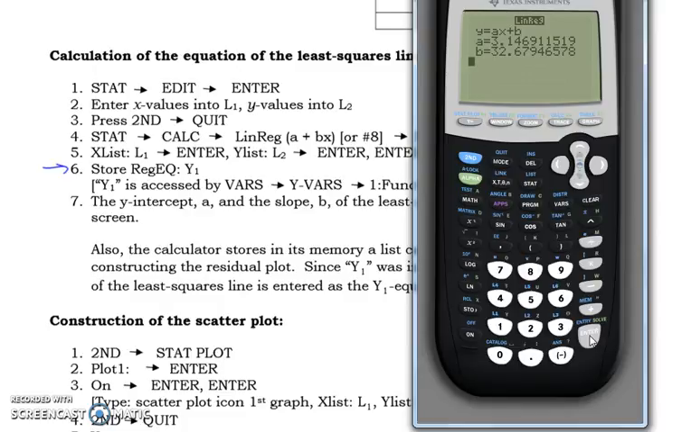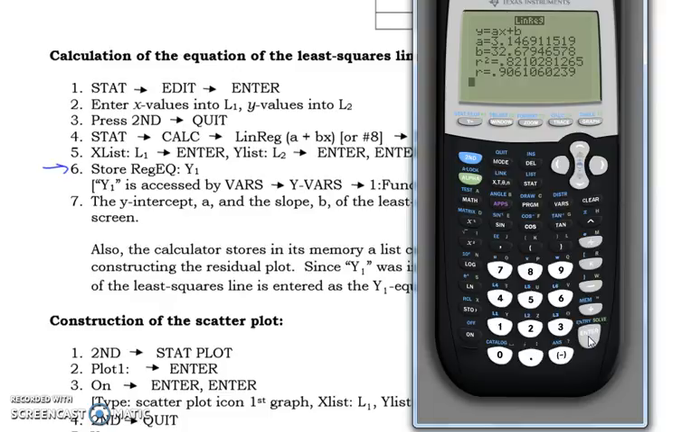Now notice I don't have an R value, and that's because my diagnostics aren't on. If I go to the Mode button and I go down to Stat Diagnostics, I can turn my diagnostics on so that I can get that R value. So I'm going to run the regression again. I'm going to store the regression equation, VARS, Y-VARS, Function, and Y1, and I'm going to calculate my linear regression. And there's my R value.